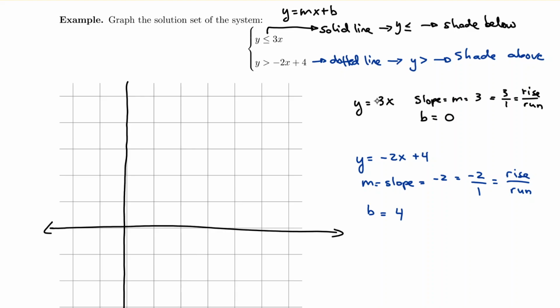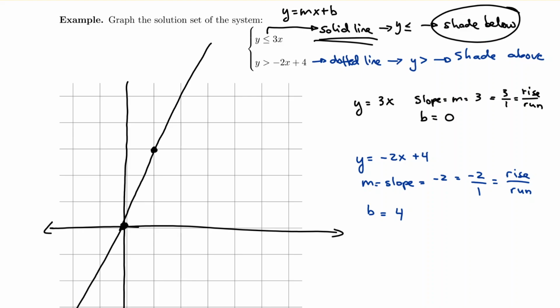Okay, so the black line will be the first one, and it has a y-intercept of 0, so it hits at the coordinate axis point, the origin, and I need to go up 3 over 1. So let's think, up 3: 1, 2, 3, over 1 will get me to this point. And I know I need to do a solid line for the first one, so I'm going to draw this with a solid line. And I know I need to shade below, so I'm going to do that now.